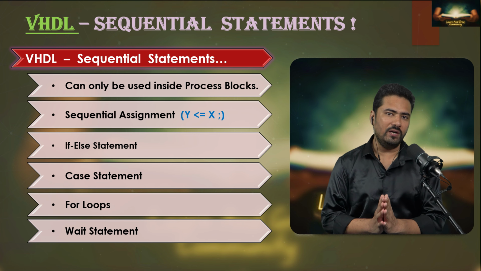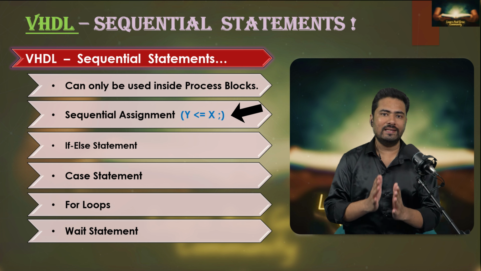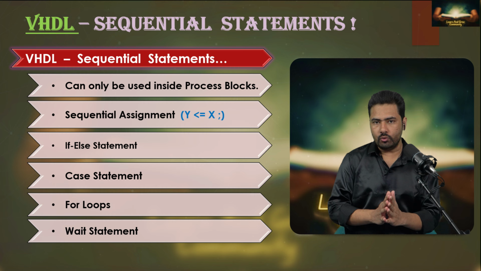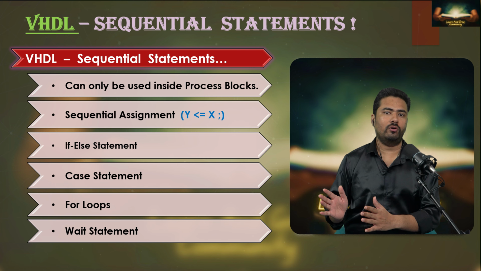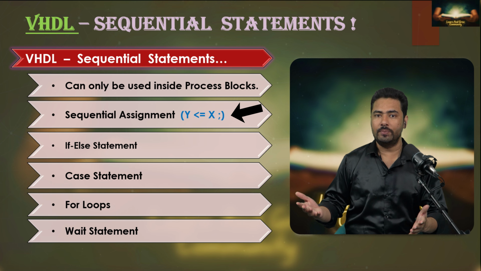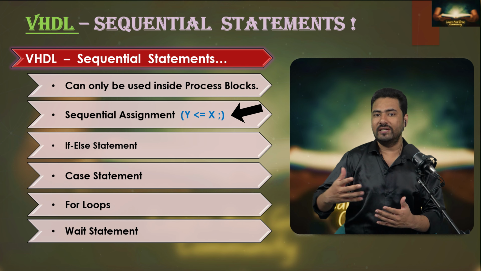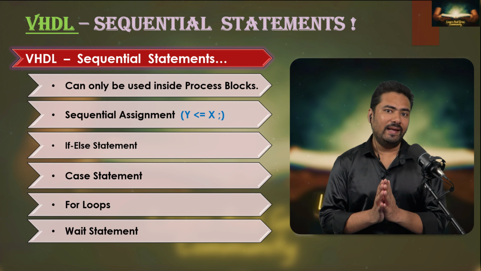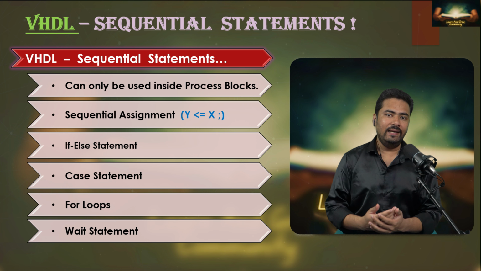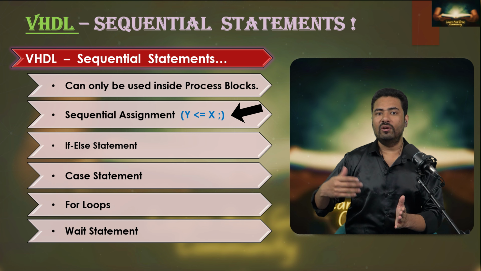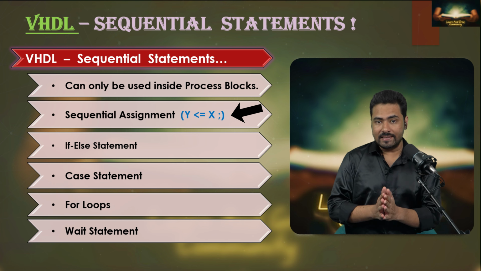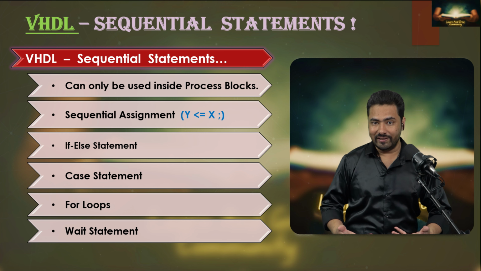In this video, first we will talk about sequential assignment operator in VHDL, which can be used to assign values into any signal inside the process block. This statement is identical to the concurrent assignment statement, which we have seen in the concurrent statement session. Here is an example of a sequential assignment statement where we are assigning signal X to signal Y. But this statement is now inside the process block. Hence, this will execute sequentially.